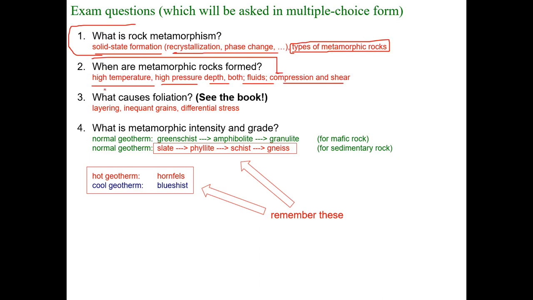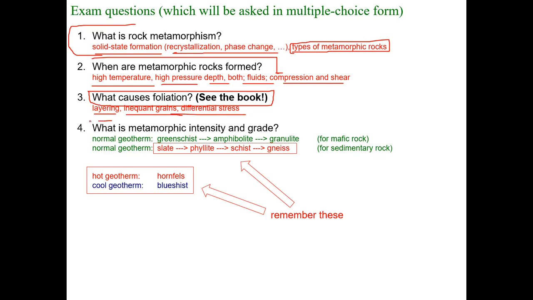You should also know foliation. You might want to read more about that in your book, which has a whole chapter on metamorphic rocks. Foliation is a preferred orientation to the grains. It's going to make unequal, inequant grains that are squeezed in one direction from differential stresses.